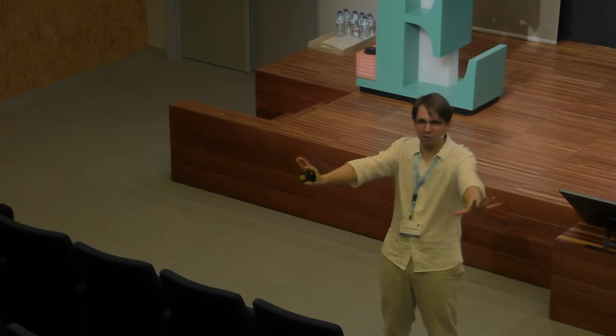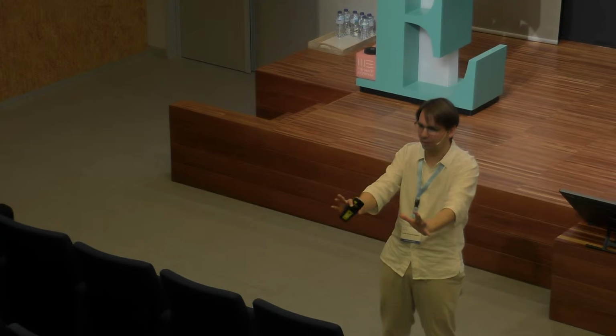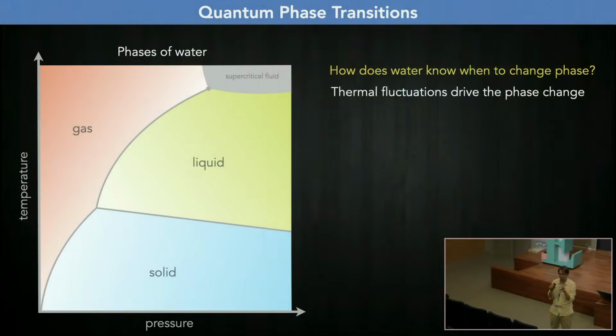Even though we see a solid that looks pretty much stationary, steady, in reality the solid is all the time moving around because of thermal fluctuations. That's what creates the possibility of flying out of one phase into another, okay? So we say that thermal fluctuations drive the phase change, okay?